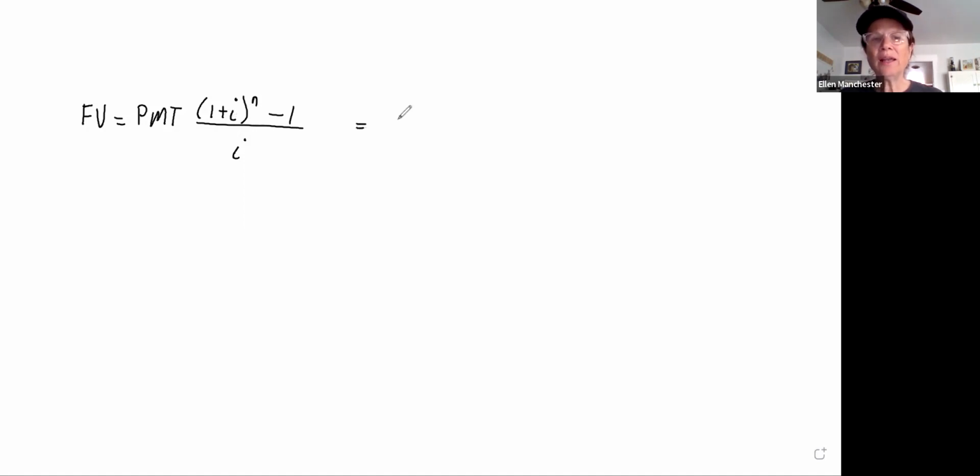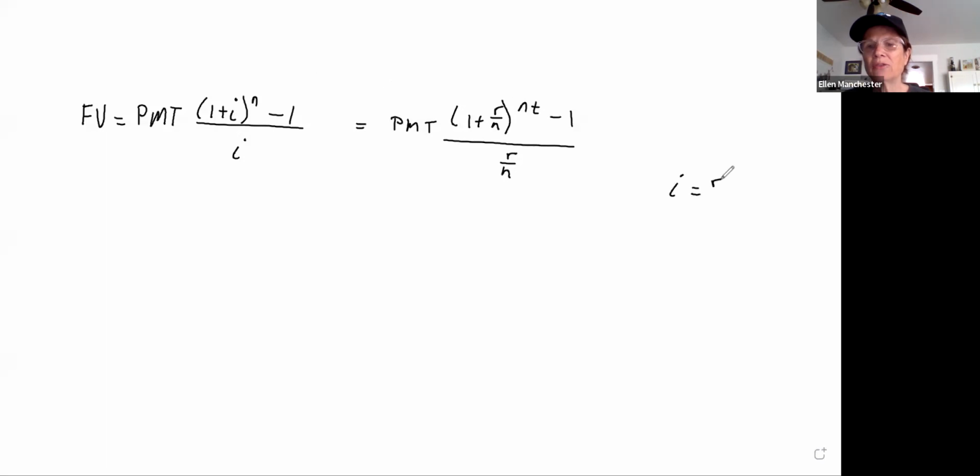That's why I like to use this. The I is how the book or my math lab uses it. Okay, so I is the same as R over N. Okay, so let's go through these. I is the rate over the number of compounds. Okay, so this is the rate as a decimal over the number of compounds. In other words, are you compounding monthly, weekly, daily, whatever it is.